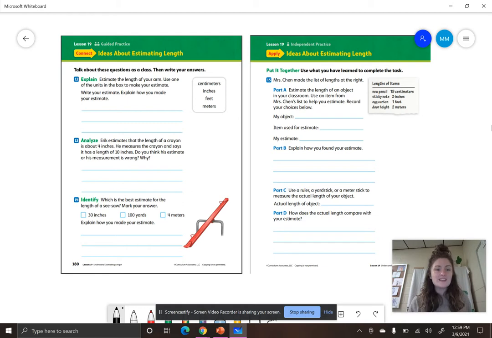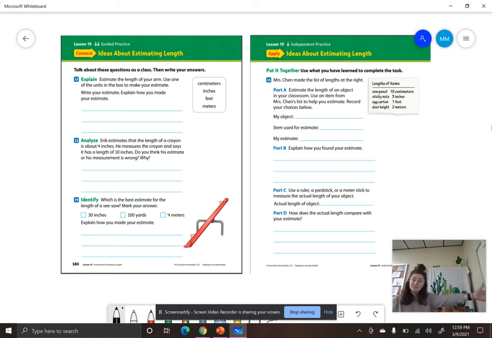It says estimate the length of your arm. Use one of the units in the box to make your estimate. Write your estimate. Explain how you made your estimate. Okay, so the length of our arm is going to be from the palm of our hand right here to our shoulder bone, okay? So we are estimating the length from our palm to our shoulder.